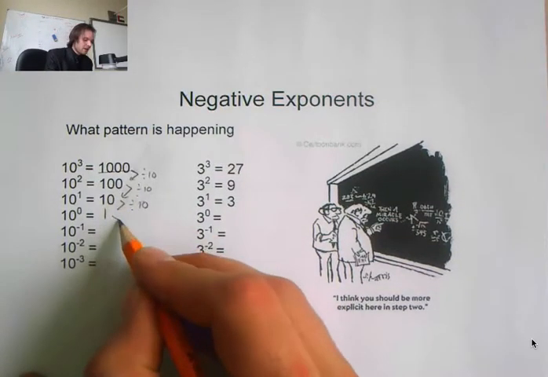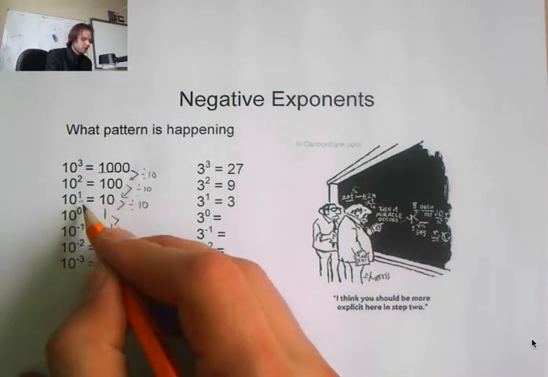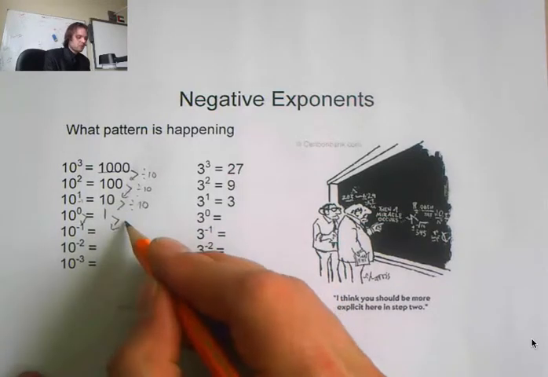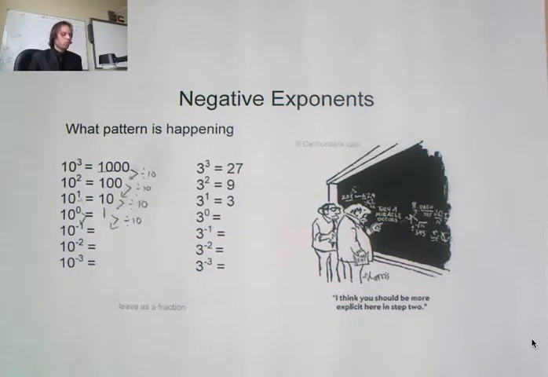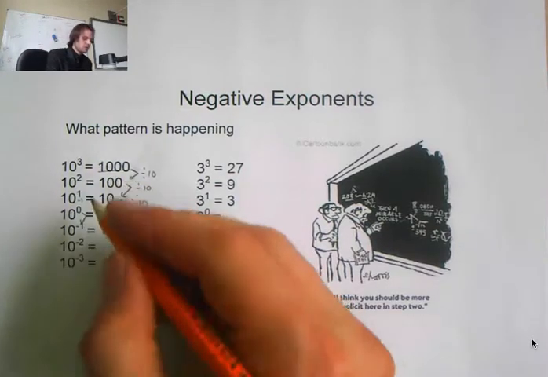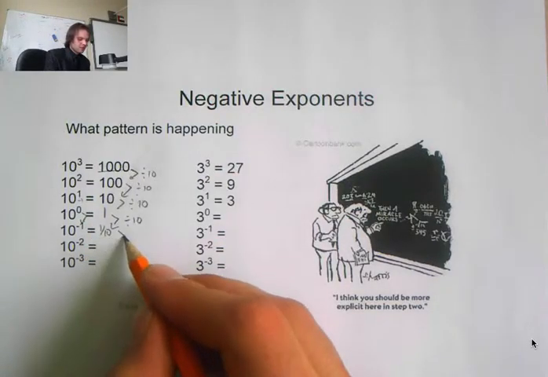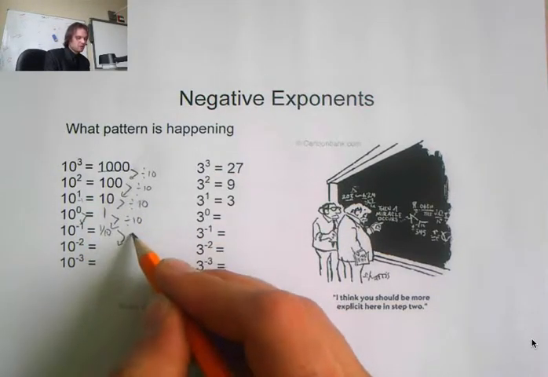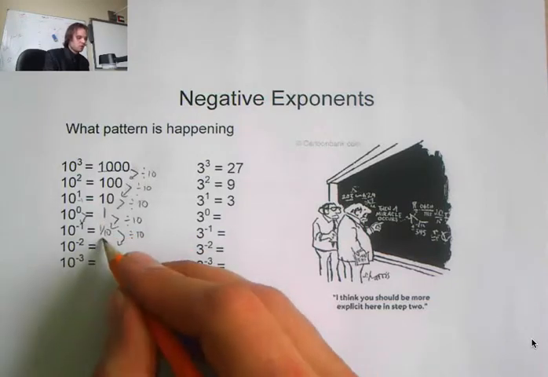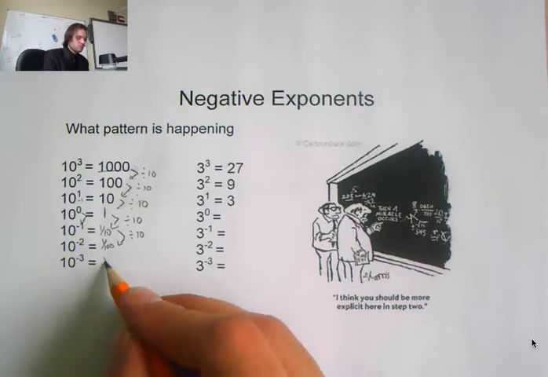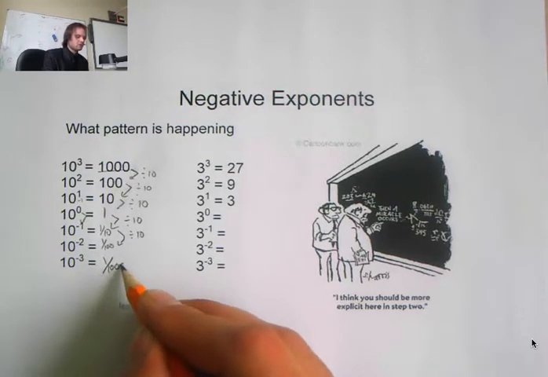Now to go to negative 1, we're going down by 1 again. So to go down by 1, we must divide by 10. Well, what is 1 divided by 10? It's going to be 1 over 10, or 0.1. Let's take a look at the next one. To go to the next step, we must follow my pattern. Divide by 10. This is going to be 1 over 100. And this one here is going to be 1 over 1,000.